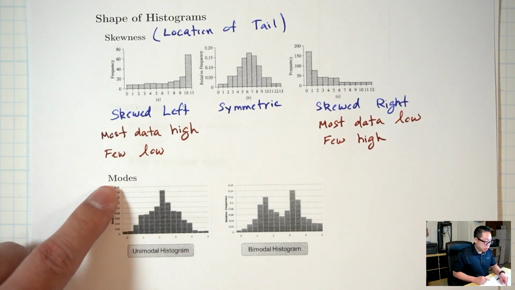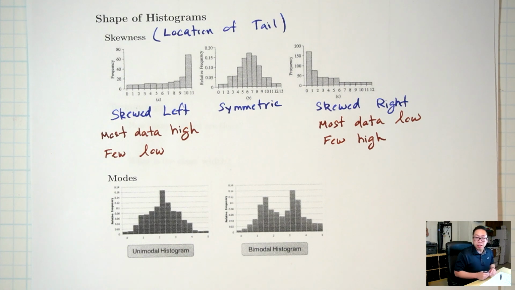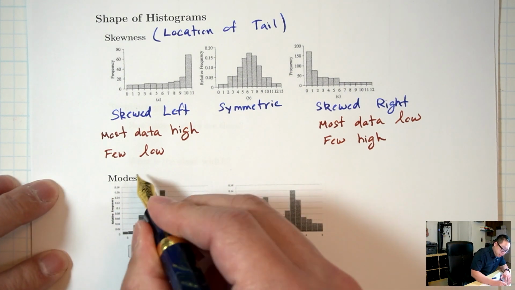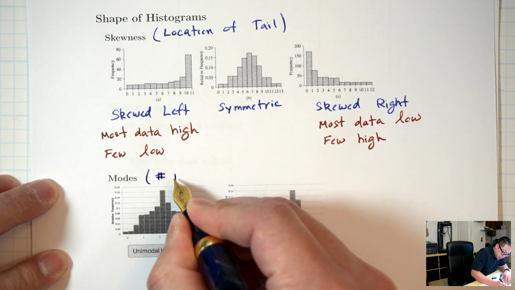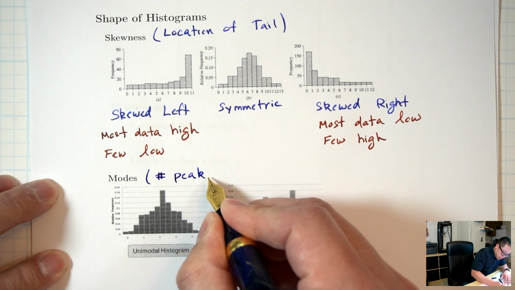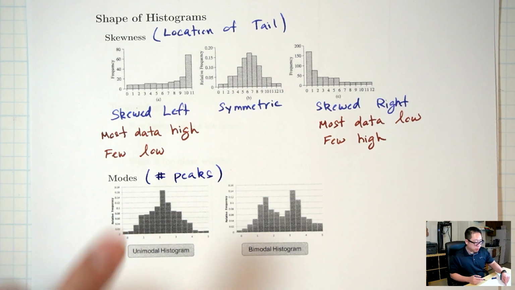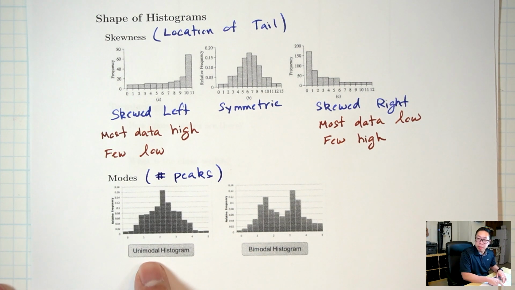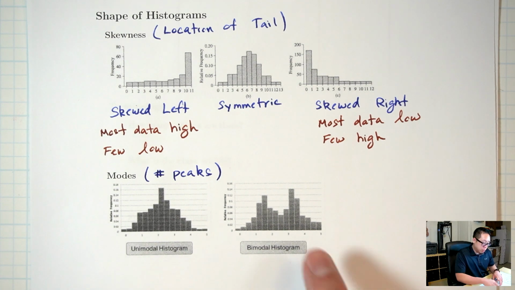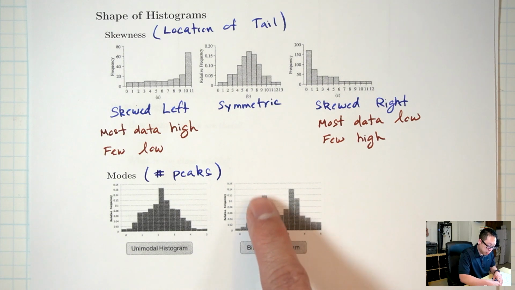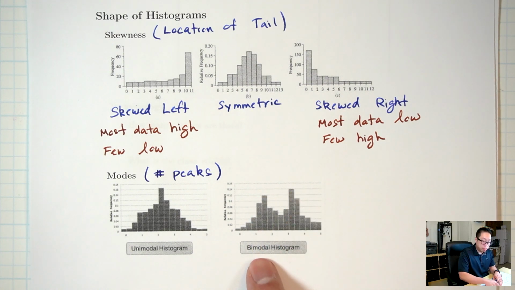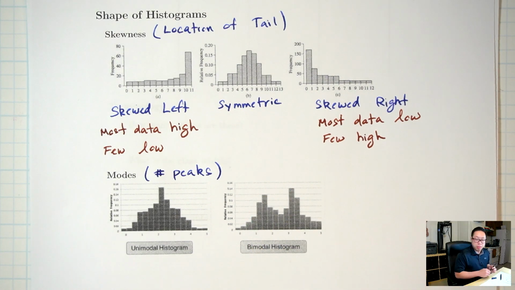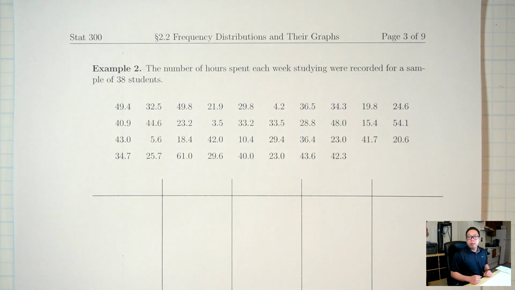Okay. Next terminology is modes. So modes are really just the number of peaks. This picture, there's one peak. It's called unimodal. Uni meaning one, and modal meaning mode. So that's one mode. This picture, there's two peaks. There's a peak here and a peak here. Bimodal, from the prefix bi meaning two. So that's two modes.